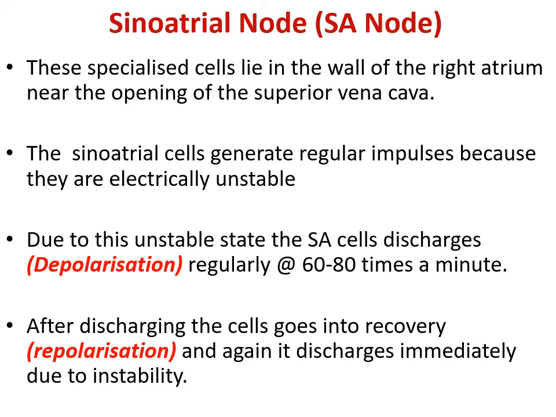Due to this unstable state, the SA node discharges impulses regularly at 60 to 80 times a minute. If you look, the normal heart rate is 60 to 80 times a minute. This unstable release or discharge of electric impulse is known as depolarization. Once after discharging, the cell goes into recovery. It has to recover to produce more impulses. That stage is known as repolarization.